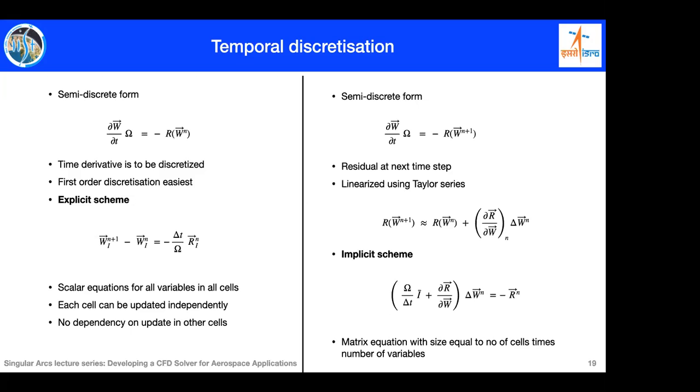So if we have millions of cells, then the size of this matrix is the number of variables times those many millions of cells. So it becomes impossible to solve that Ax equal to b equation. So we need to go for some matrix-free methods, which we'll see after a couple of slides.